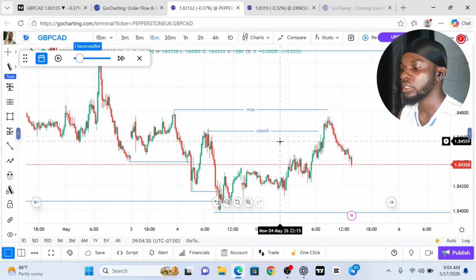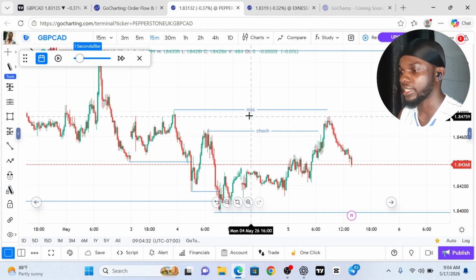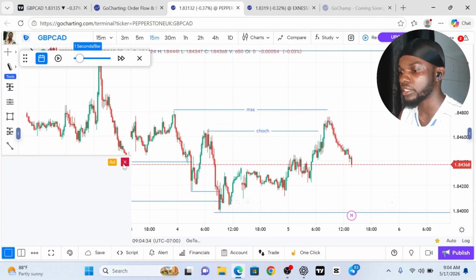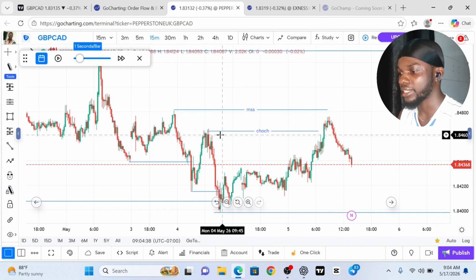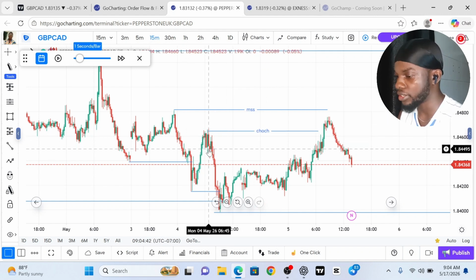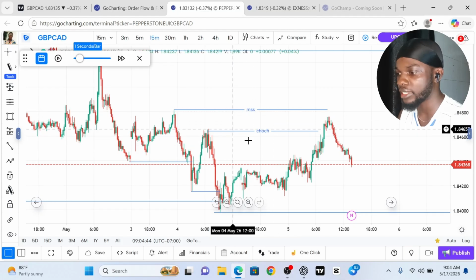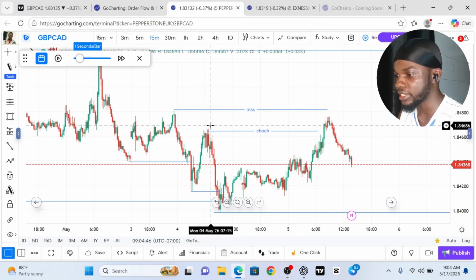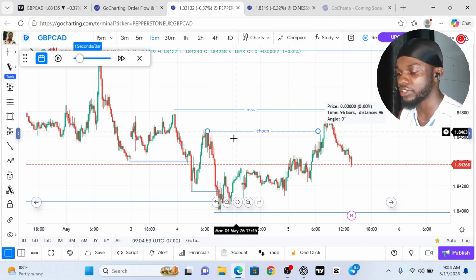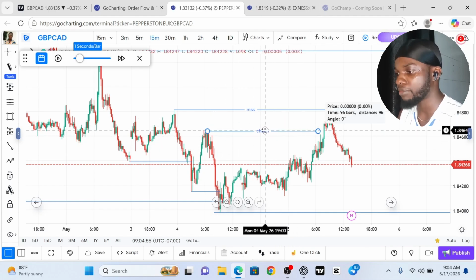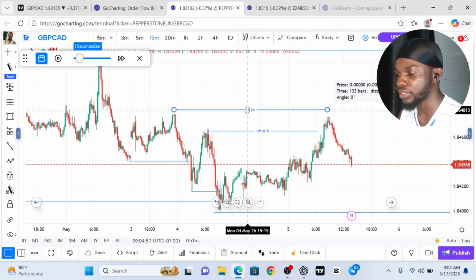You know, some people say that change of character and market structure shift are the same thing. But for me, they are not the same thing. I use change of character for the first break in my internal. Mind you, for my external, I don't have anything like this. Once the market breaks the first break of structure swing, that means you have gotten a change of character or a market structure shift. But in my internal, I have my change of character and I have my market structure shift.